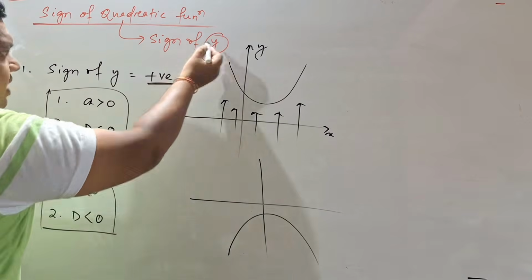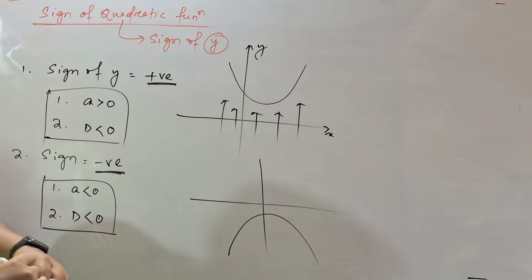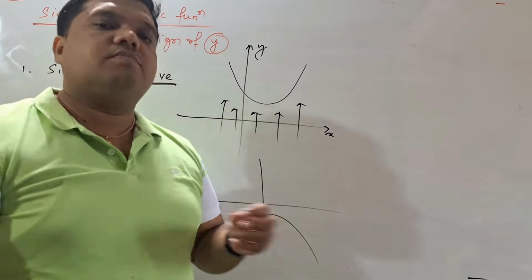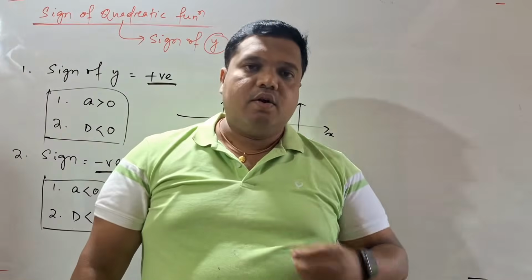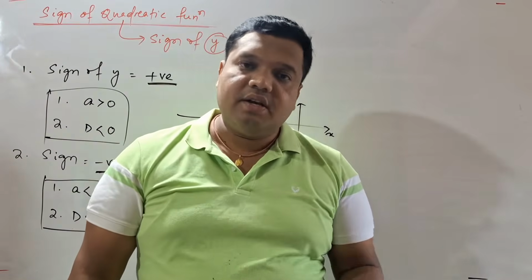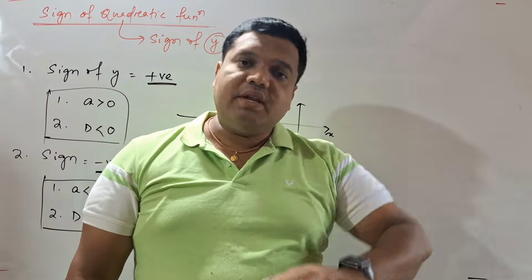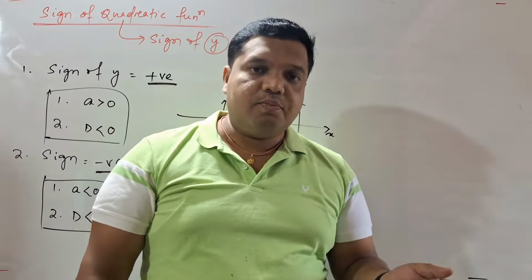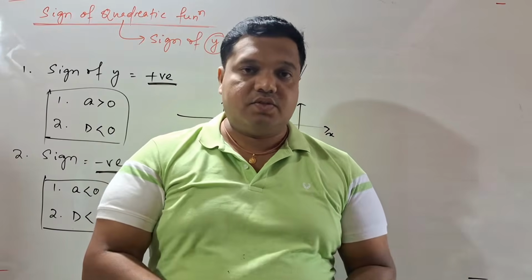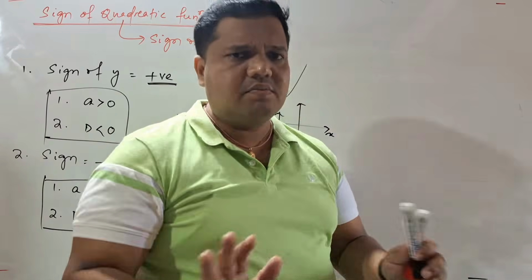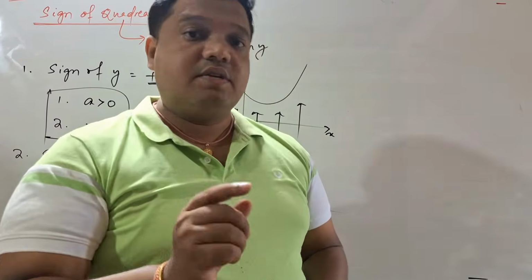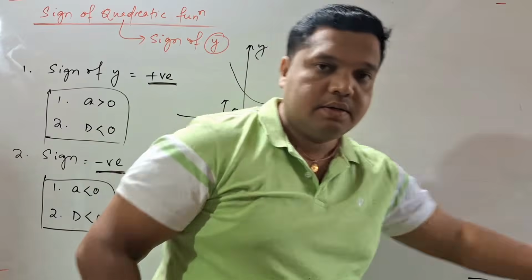Sign means the sign of y, the range. Y means range. After putting values of x, meaning the domain, all the possible values of x are the domain. For that domain, for that input, you will get an output. That output is nothing but the range. Domain and range in simple language. In detail, I will discuss it in the function chapter. Done?